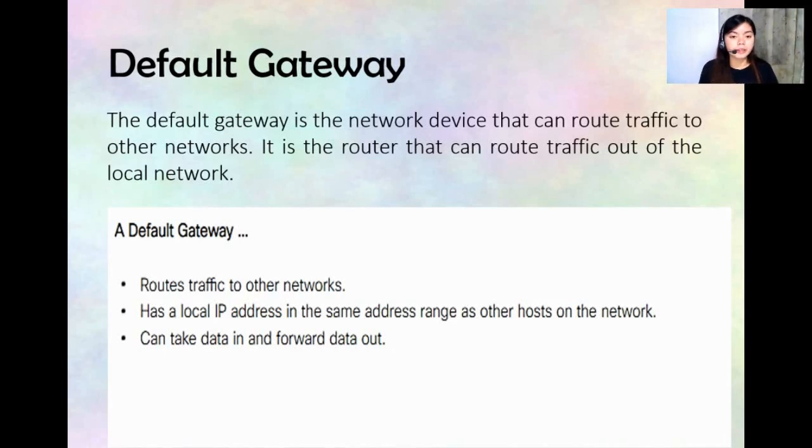Default gateway. The default gateway is the network device that can route traffic to other networks. It is the router that can route traffic out of the local network. So a default gateway routes traffic to other networks. It has a local IP address in the same address range as other hosts on the network, and it can take data in and forward data out.